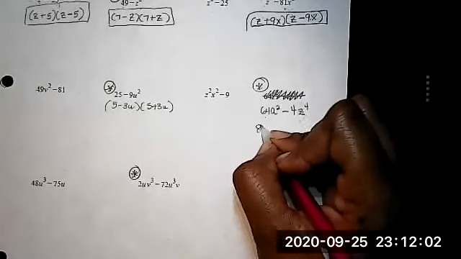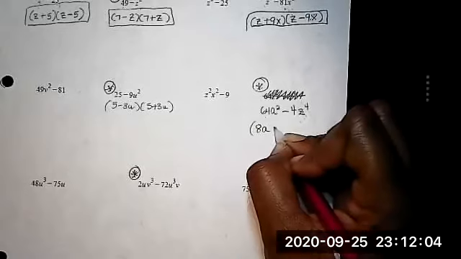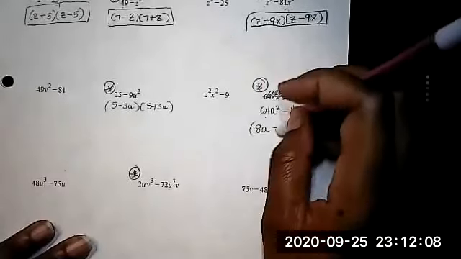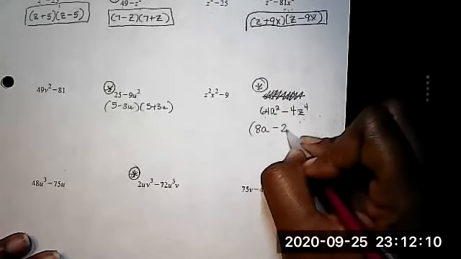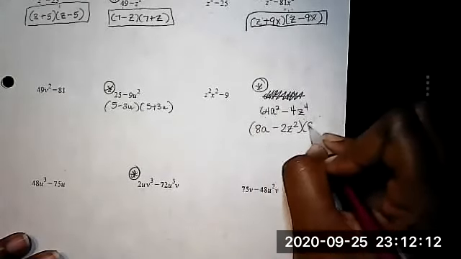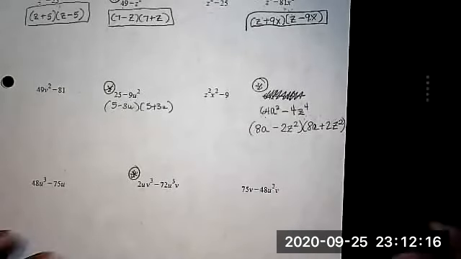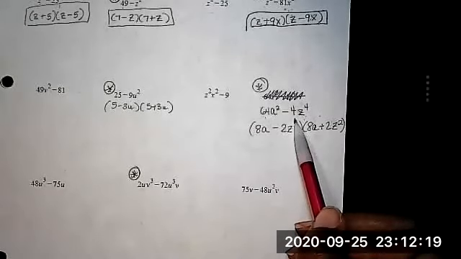So this one becomes 8a minus 2z squared, 8a plus 2z squared. I just said it's 2z squared. Okay, again, that is still a perfect square. 2z squared times 2z squared.